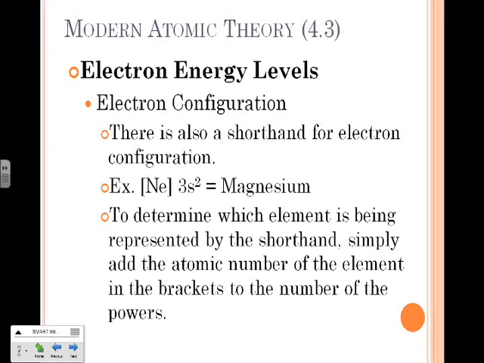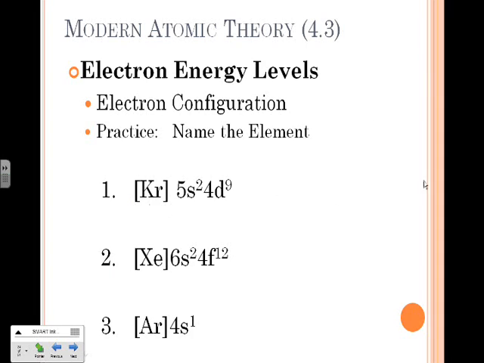Now, we're going to do some practice on that also. And remember, you look to see what's in the brackets, look at your periodic table to find the atomic number, and add it to the subsequent powers afterwards. So go ahead and pause the video, do 1, 2, and 3, and then resume the video once you're ready to check your answers.